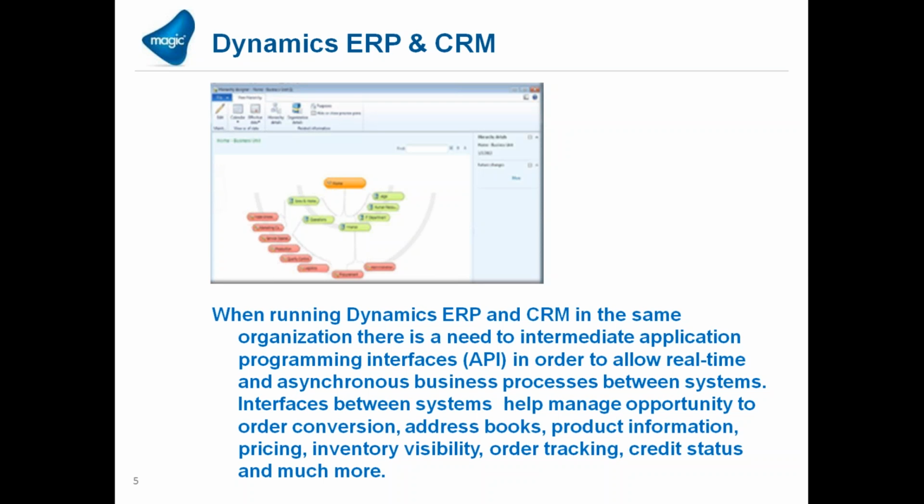Interfaces between these systems help you to manage the opportunity to order conversion process, things like your address book integration, product information or master item database information, pricing that goes along with that, and also can give you visibility into things like your inventory, your orders, where is my stuff is a question customers often ask, and you're going to want that answer. Sometimes the ERP system is the one that has the answer.